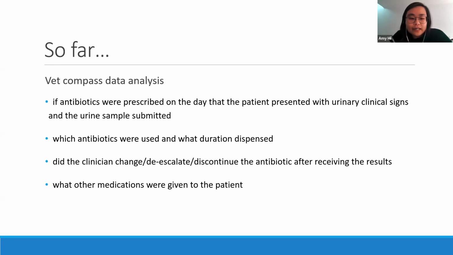So with the histories, what I'm looking for is whether or not the antibiotics were prescribed on the day that the patient presented, which antibiotics were used and what duration was dispensed. Did the clinician change, de-escalate, or discontinue the antibiotic after receiving the results? And what other medications were given to the patient on the day, like pain relief or anything else. So far, there's not enough information yet to come to any conclusion. In the future, I would also like to compare the antibiotic use for urinary tract disease cases in the time period before the study and during the study.